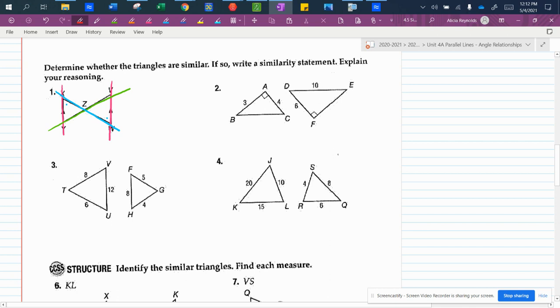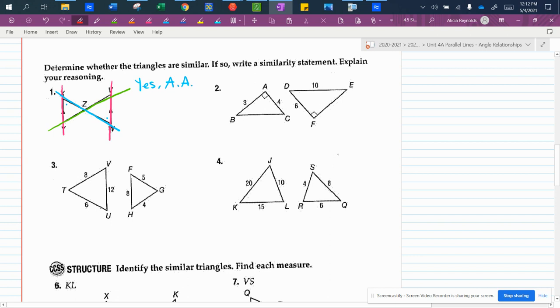So based on what we know about parallel lines and vertical angles, we're trying to determine whether the triangles are similar. So yes, for number one, these triangles are similar, and they're similar by the double angle postulate.